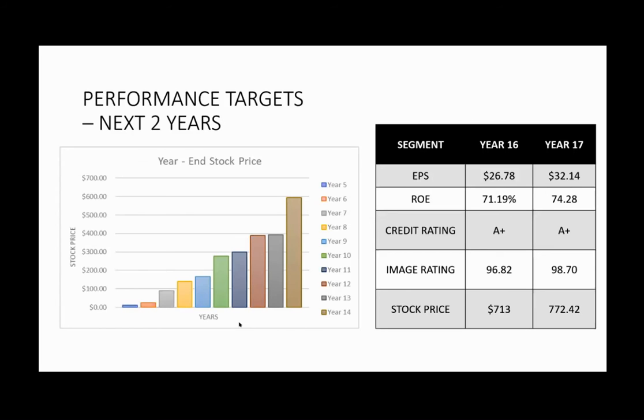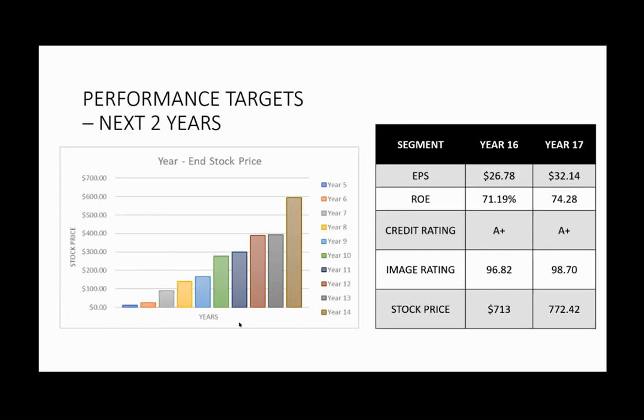In terms of our credit, in the early years we struggled, but we figured out a way to get to A plus. And in the past 4 years, we have constantly been A plus in our credit rating, and we want to stay that way for our next 2 years.